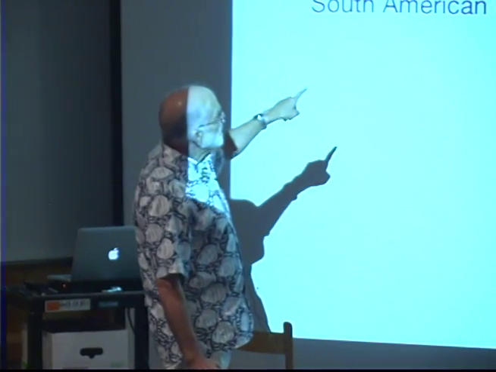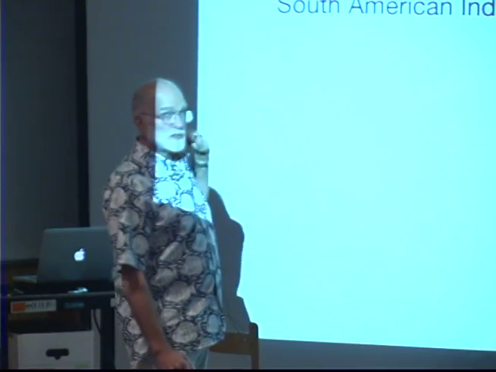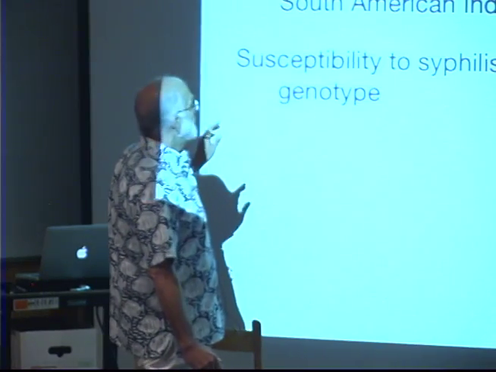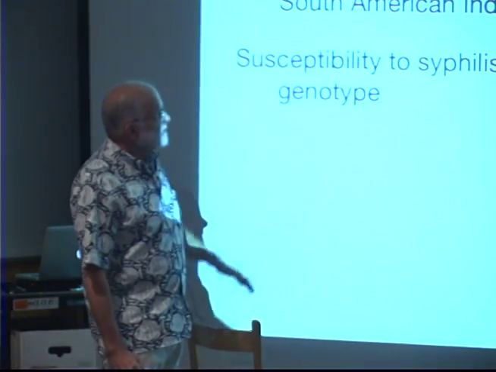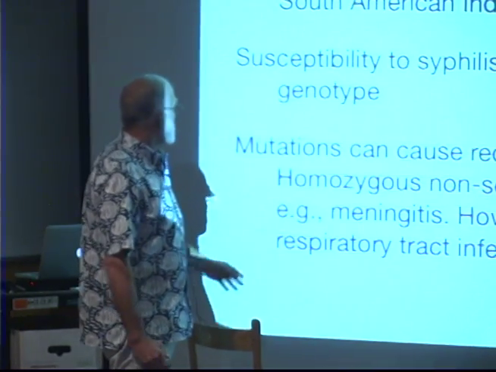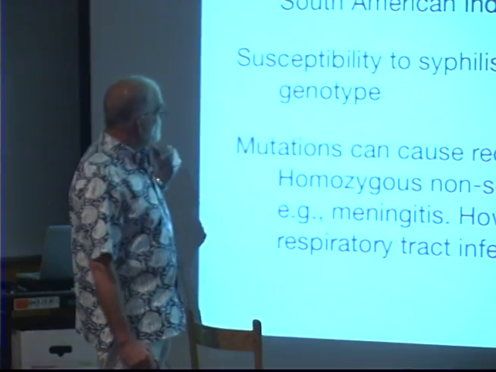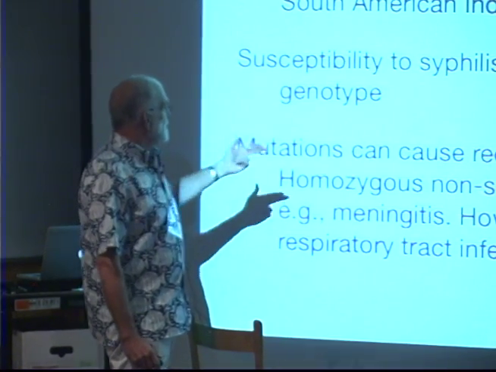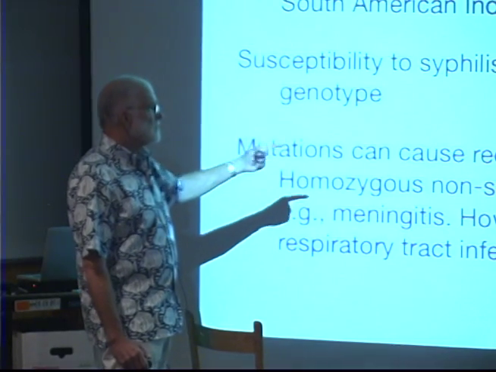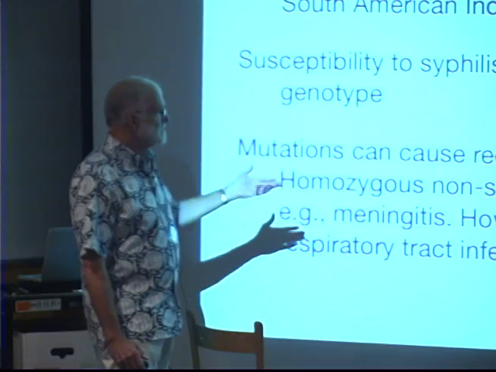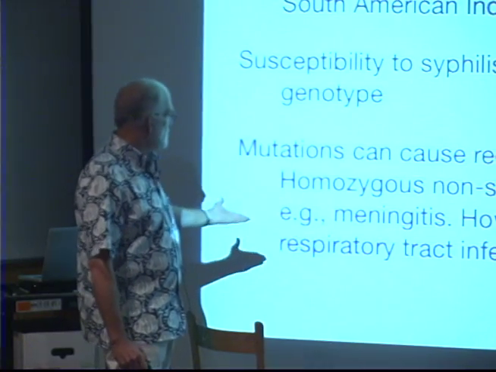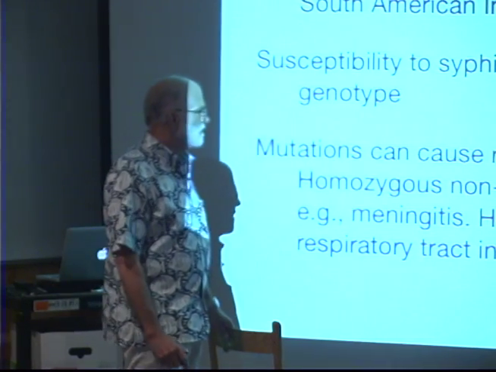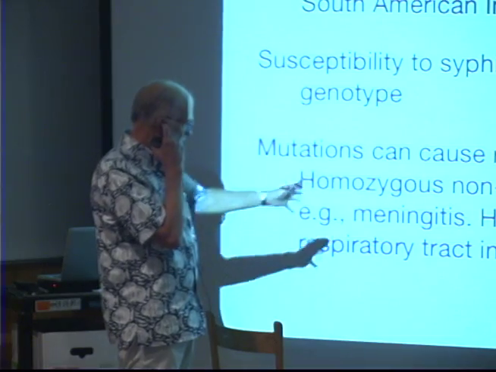Blood group O is more common in isolated populations. You see a lot of it as you go south in Native Americans from Central America down through South America. Susceptibility to syphilis, cholera, and plague depend on this polymorphism. And if you have a mutation that causes reduced secretion of these antigens into saliva, then if you're homozygous, non-secretor, you're at higher risk of infectious disease like meningitis, but secretors are at higher risk of upper respiratory tract infections like flu and all of the different colds and things like that. So you can see there's a trade-off there.